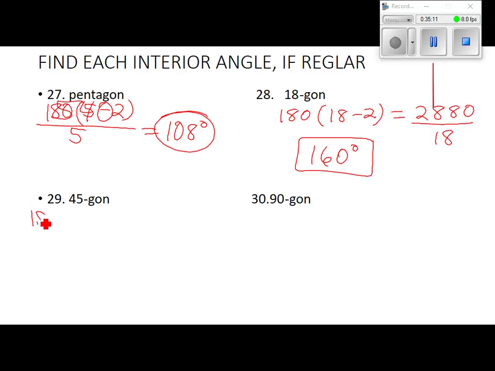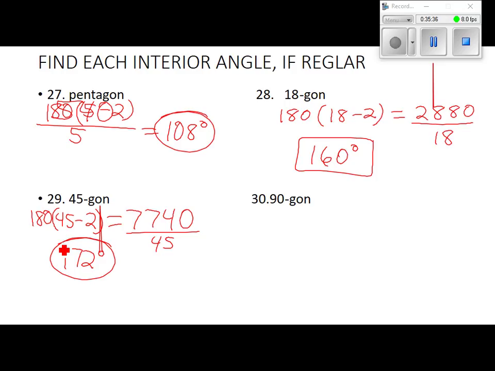35-gon equals 7740. Next one, we do 180 times 45 minus 2. Find the sum of the interior angles. 7740. Anybody else agree with Harry? Divide that by 45 is 172 degrees. Now notice, the more sides we get, what's happening to each interior angle?